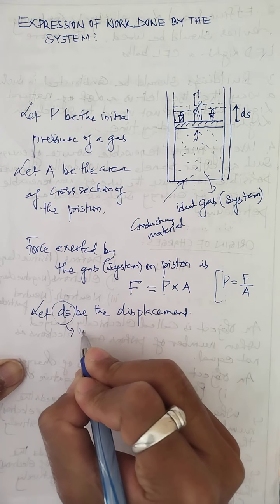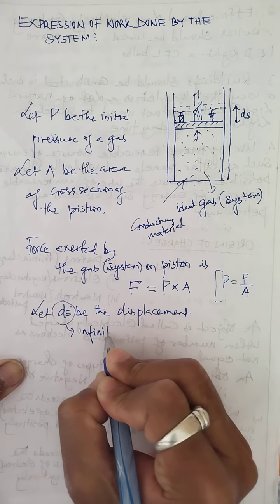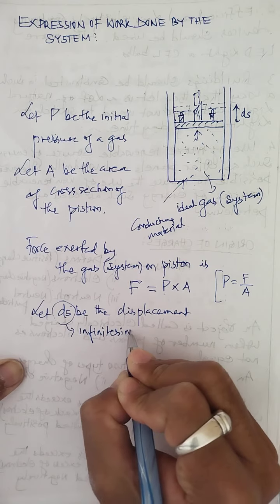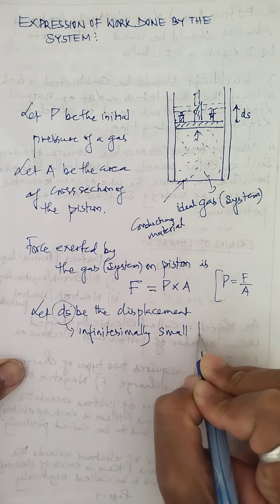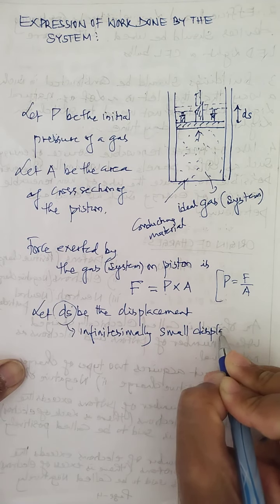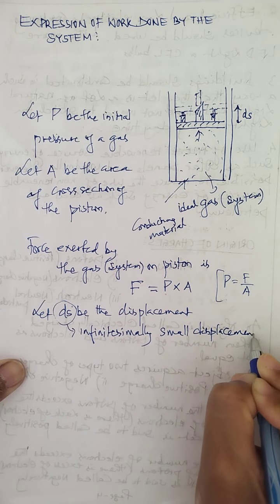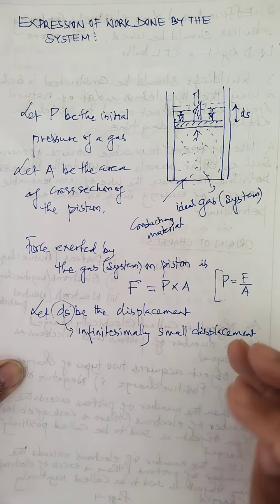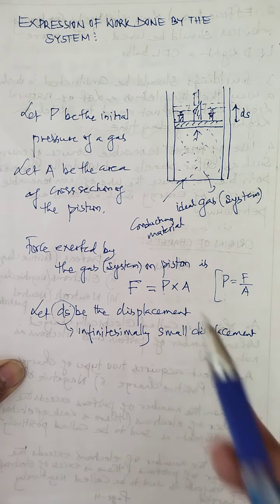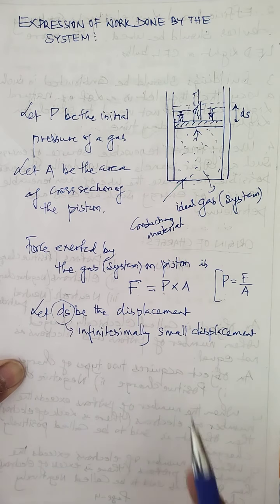I am using the words infinitesimally small displacement, a very small displacement which tends to 0 but is not equal to 0. So that is called a small displacement. But even with this small displacement, which is produced by this force, work is done by the gas.